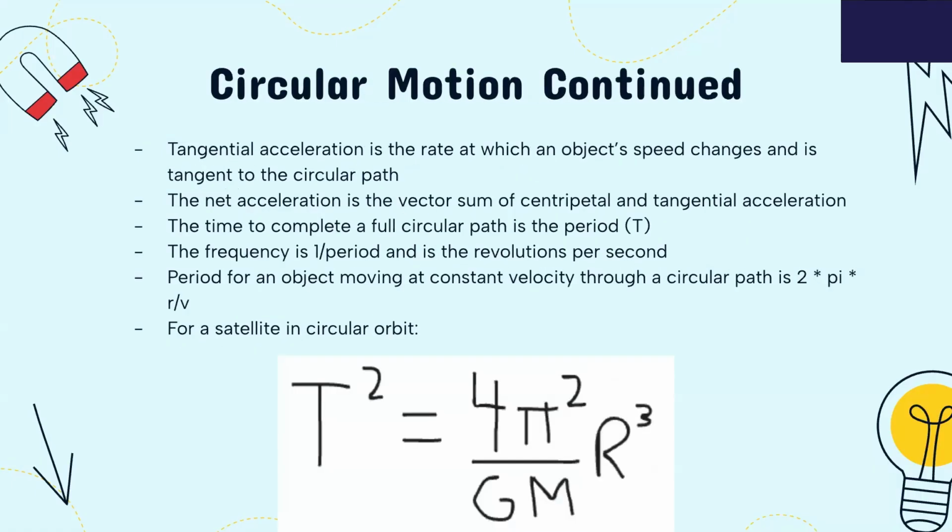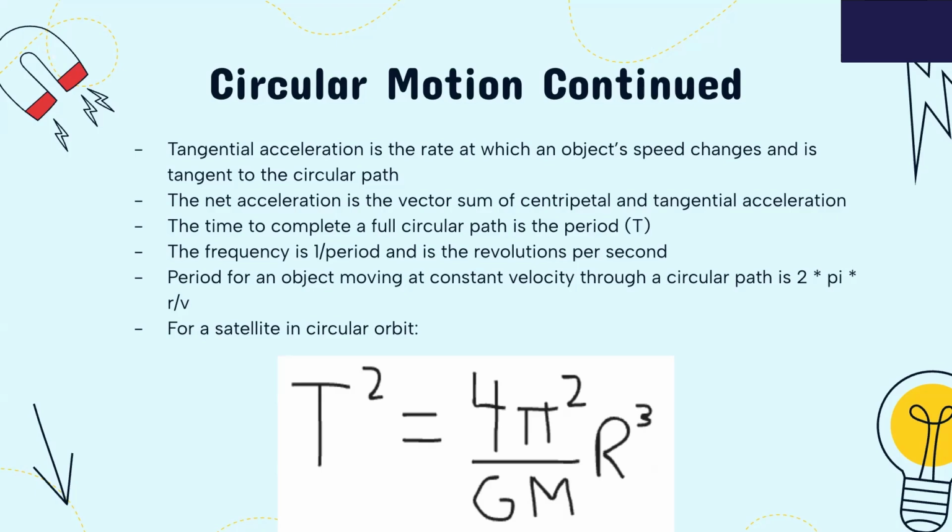Continuing on circular motion, an object can also be accelerating tangentially. So not just its direction changing, but its speed changes too. The net acceleration of an object is equal to the vector sum of the centripetal and tangential acceleration. The time to complete a full circular path is the period, represented as a big T. The frequency is 1 over the period and is the number of revolutions per second. And the period for an object moving at a constant speed through a circular path is 2 pi r over v.